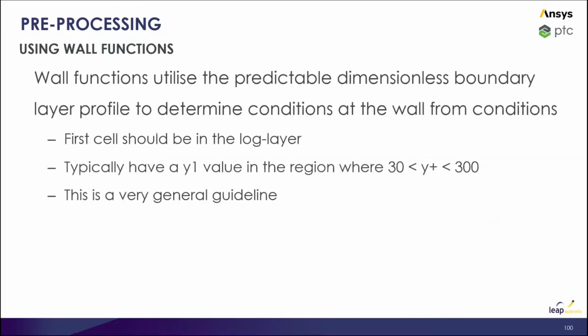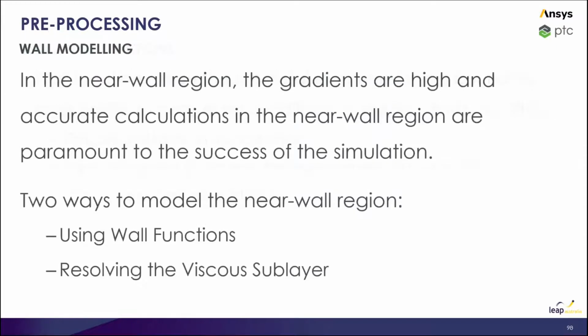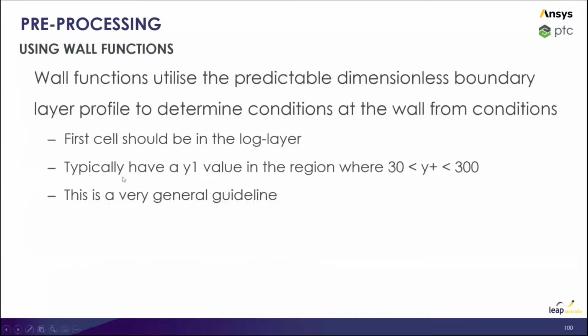So when we're using wall functions, K omega SST, like I said, has 2 different methods. We're looking at either using wall functions or resolving the viscous sublayer. Using wall functions, the first cell should be in the log layer. So it's a much taller first cell height, and that's going to reduce the mesh count significantly. Typically we have a Y1, which is our first layer height, of between 30 and 300. We want to aim for 30, because that's the value the turbulence model has been validated for.